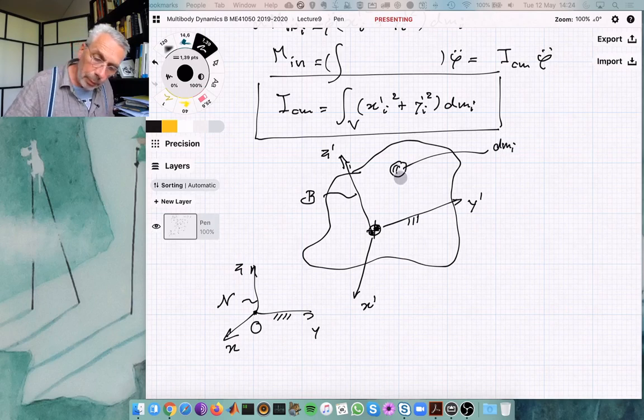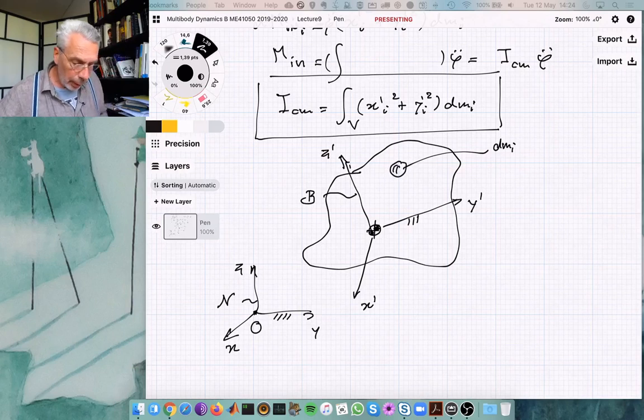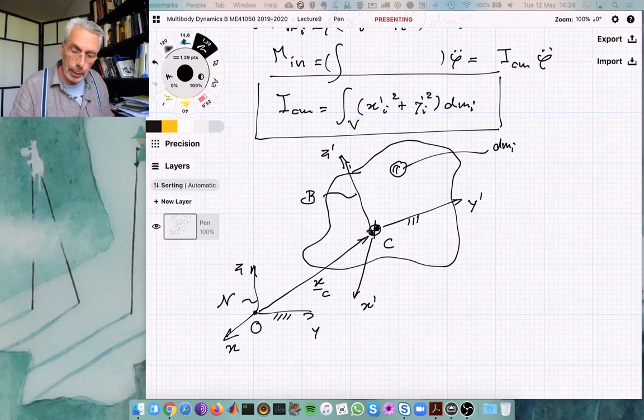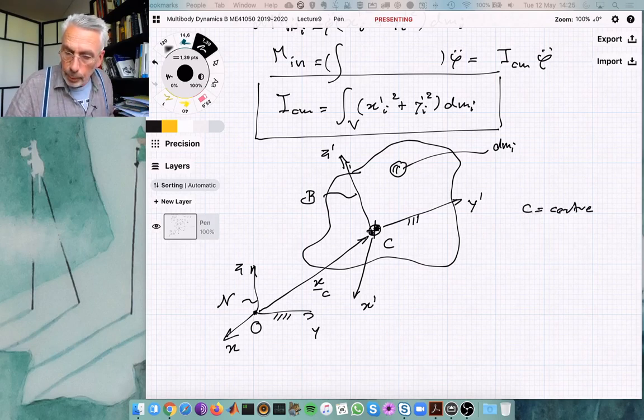And how do we find the location of this part? Well, it's like space travel. We first go to the center of mass, and this vector we denote by xc. How do we get at the center of mass? This is the center of mass c. I forget the letter m because I'm lazy. I don't want to write cm, I want to write c. So c is the center of mass.